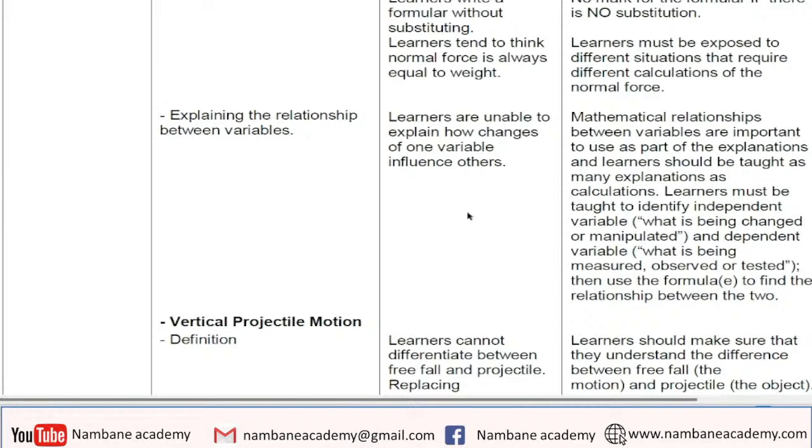Very, very important. So that is what we mean when we say explaining the relationship between variables. You look for what is being changed, and then you look for what variable they are looking for an effect on. Then you go and look for the formula that relates the two variables, and then you work them as I've explained. So please look at those things.